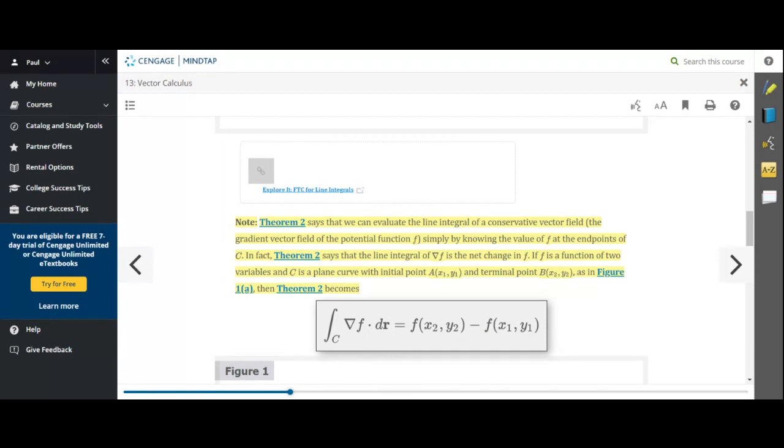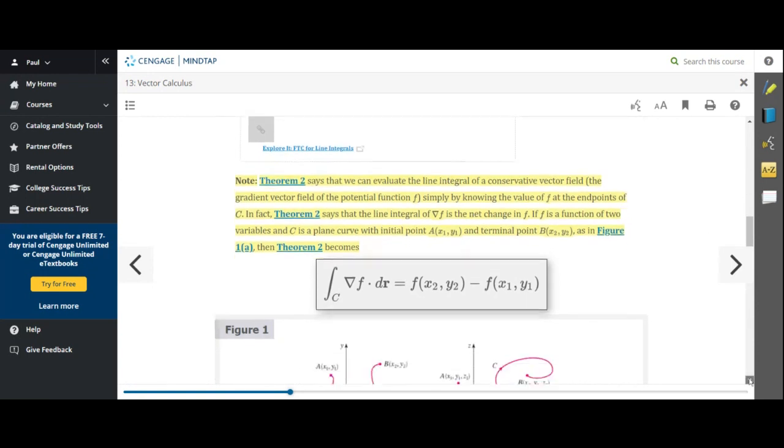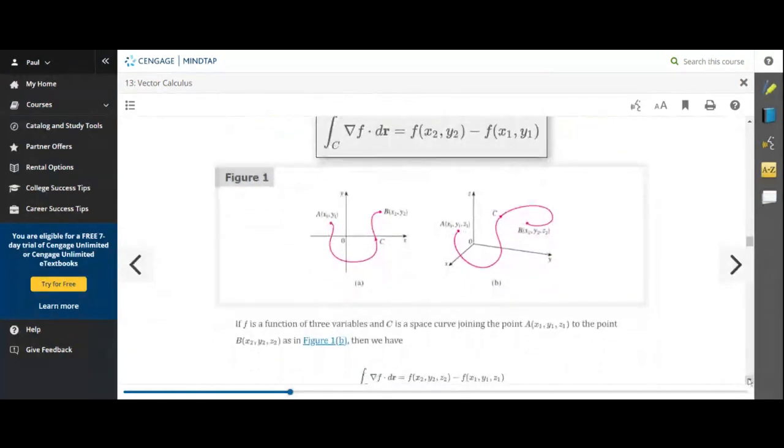Okay, and you'll notice here in Figure 1, they just show two curves there with beginning and end points. But it doesn't matter the path that the particle takes in going from one point to another point. It doesn't matter.